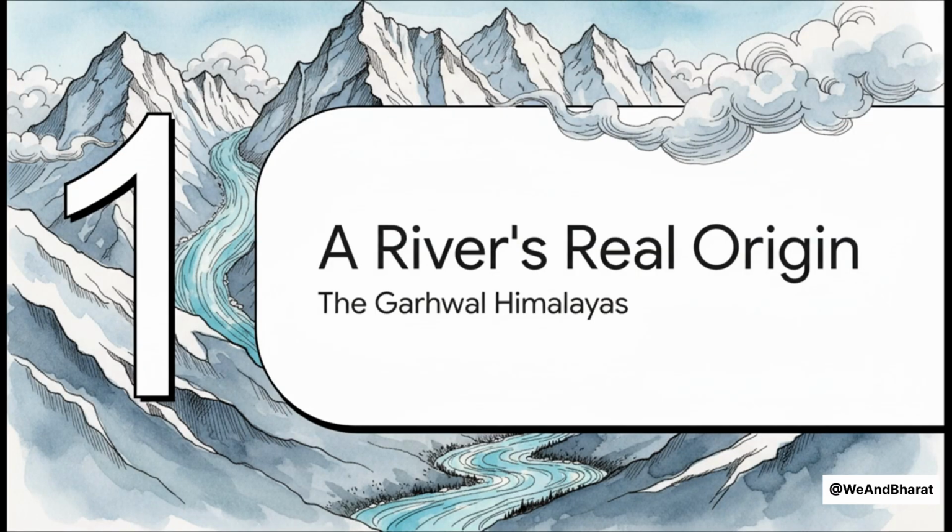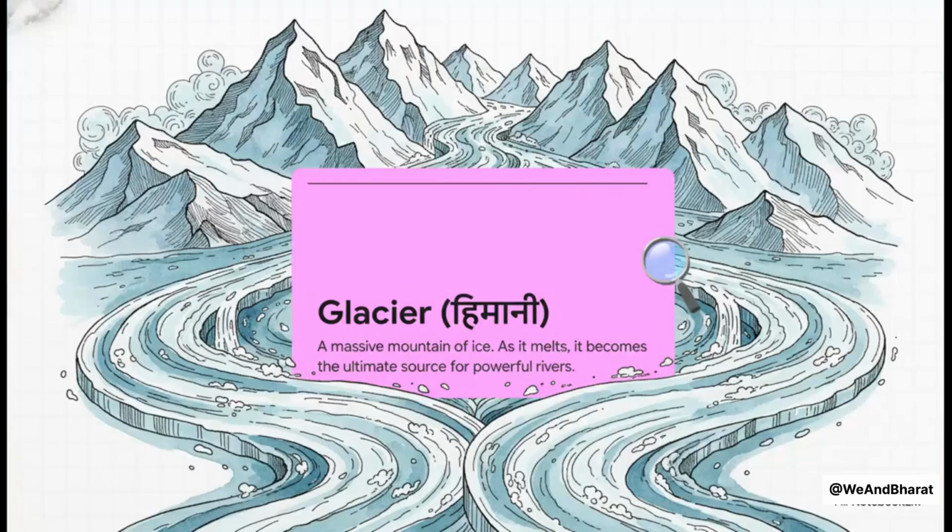Our whole story kicks off way up in the Garhwal region of the Himalayas, in the state of Uttarakhand. This isn't just a land of mountains. It's a land of massive, towering mountains of ice. And these are the true, ultimate sources of the river. These glaciers, or Himani as they're known, are the real starting line. So forget the idea of a little spring. Instead, I want you to picture these colossal rivers of solid ice slowly, constantly melting and feeding the streams that are going to grow into the Ganga.